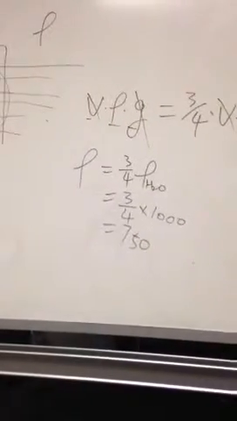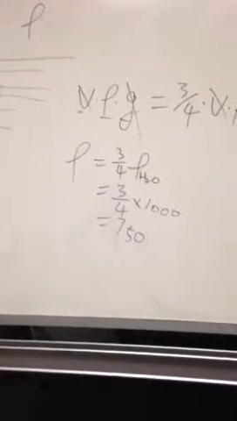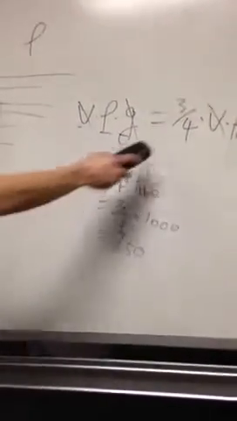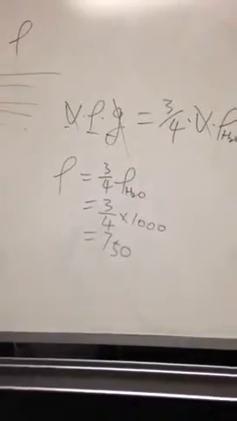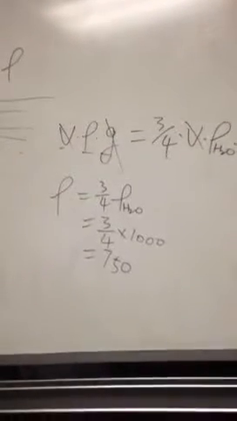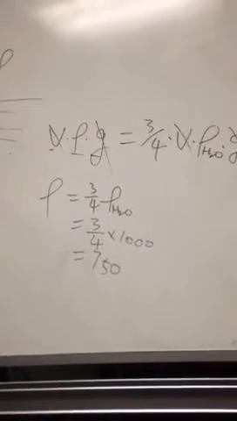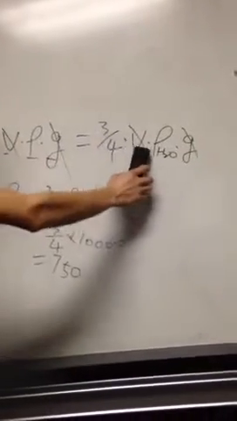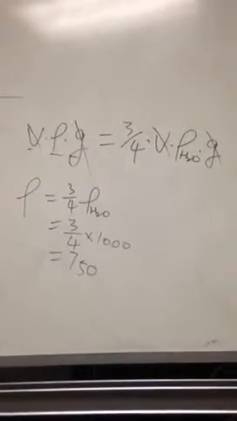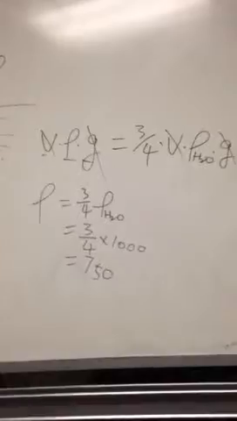So the formula is that the weight is equal to the weight of the water, right? Because 3/4 is beneath the water, so the volume of the water displaced is 3/4 of the volume of this object, right? So that's number 10, that's 11, or 11, and then number 12.